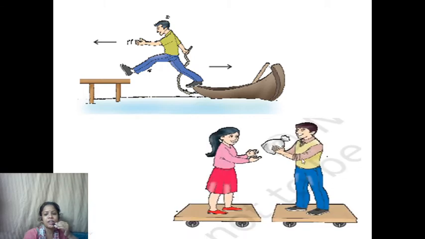Now here you see, in this case there are two children standing on carts which are connected with wheels, and this boy is already holding a bag. This bag and boy together make one system. They all are stationary, but when this boy throws this bag out of his hand, he's pushing the bag away from him. So that is action on the bag.